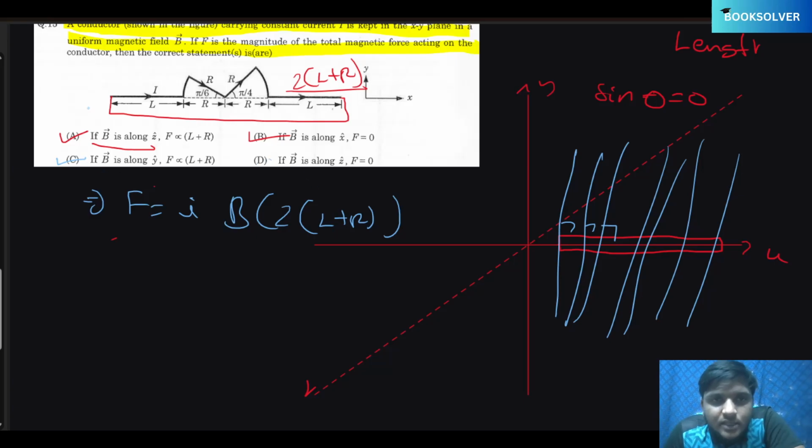D is just the contrary of our option A. It means we can mark our option D as incorrect. We got the final answers as A, B and C. Thank you everyone.